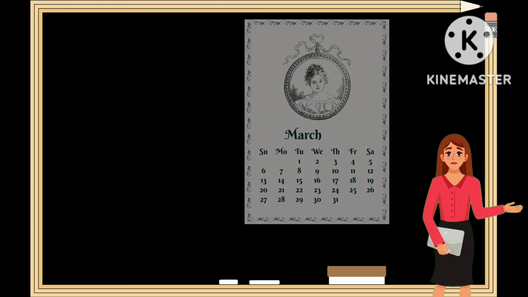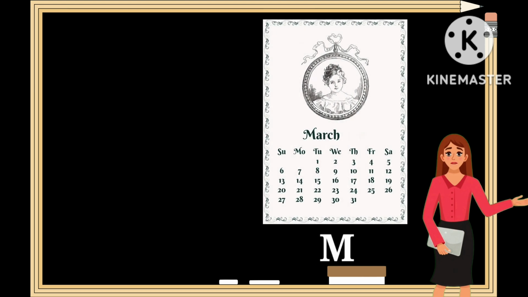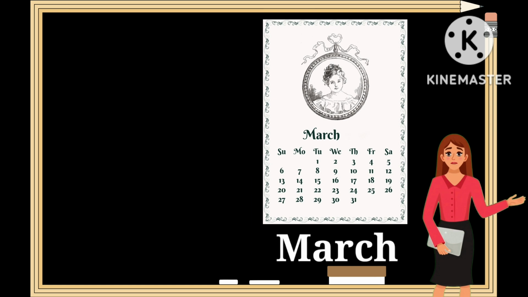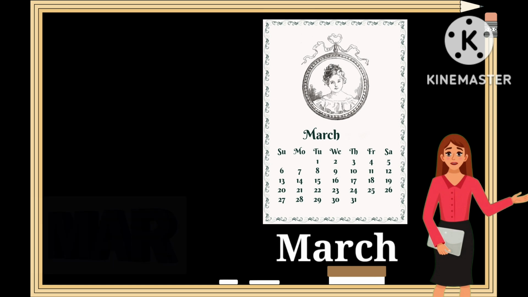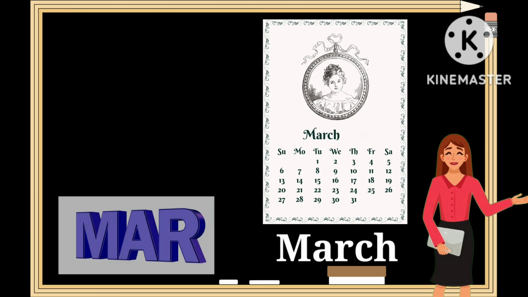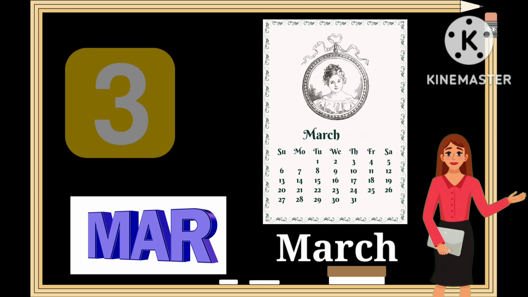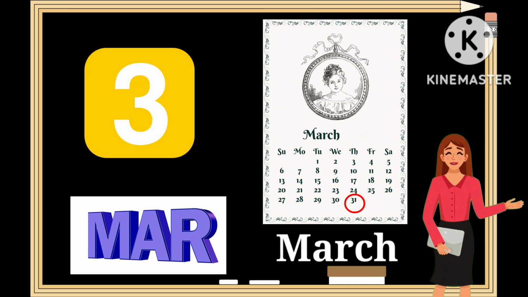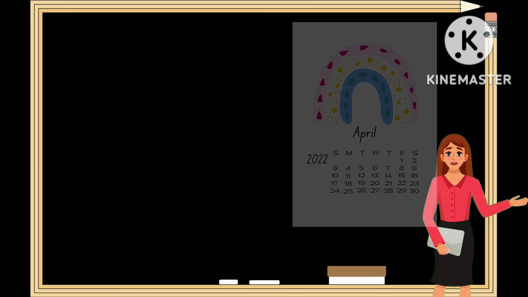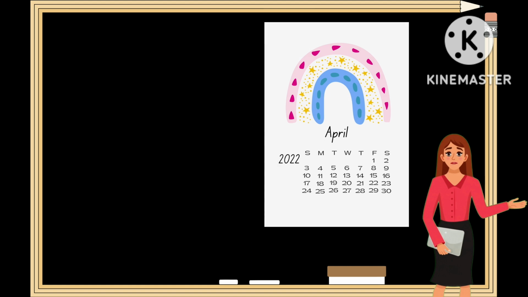This is the month of March. March. It is also abbreviated as MAR. It is the third month of the year. It has 31 days.